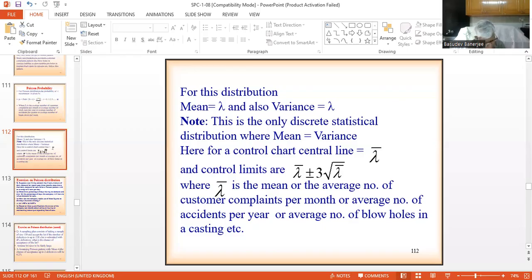9161 is a cumulative value. So 1 minus 0.9161 is roughly 0.09, less than 10%. See, 9.64%, roughly 10%. So 5% of the time you will have no demand. 10% of the time you will have refused demand. You will refuse demand. Based on these values, you can take a decision.